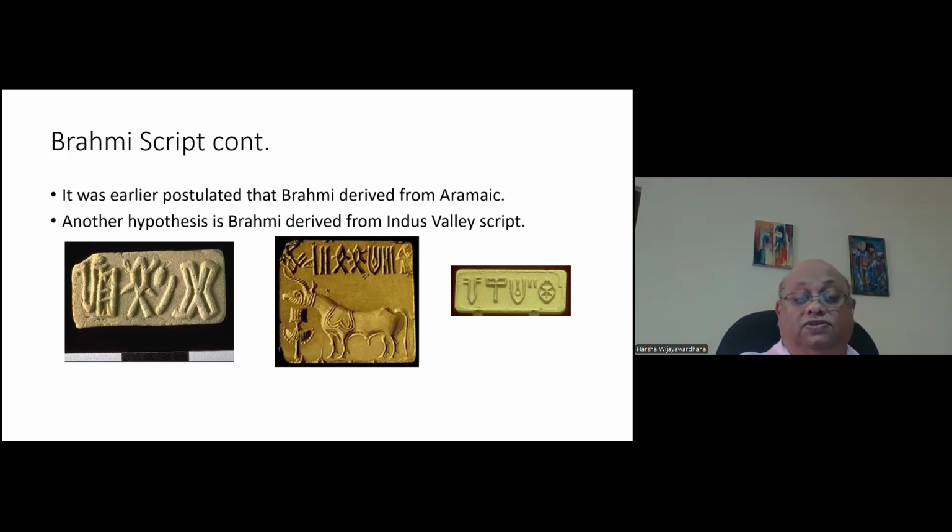There is another hypothesis, that Brahmi derived from the Indus Valley. So what you are seeing is the Indus Valley. These are seals, very interesting kinds of seals you can see. And this is yet to be deciphered. In fact, I have been going through some of the seals, and some of those signs that you see can be seen on our rock inscriptions. However, we still don't know. Some of them have not been deciphered in Sri Lanka either.